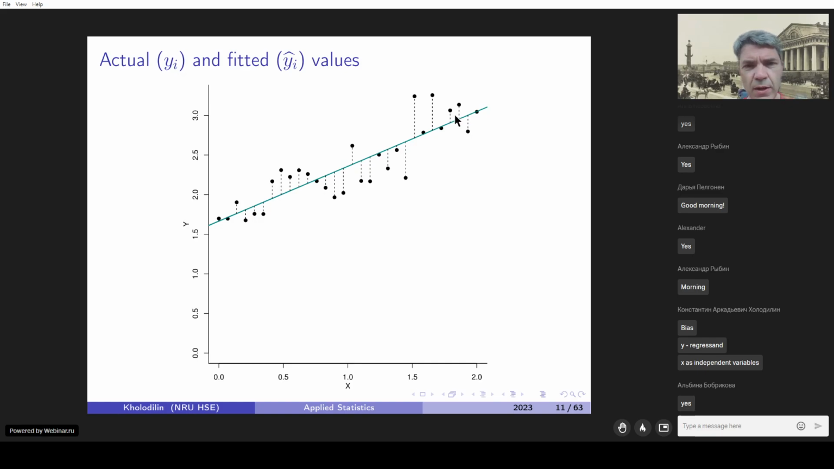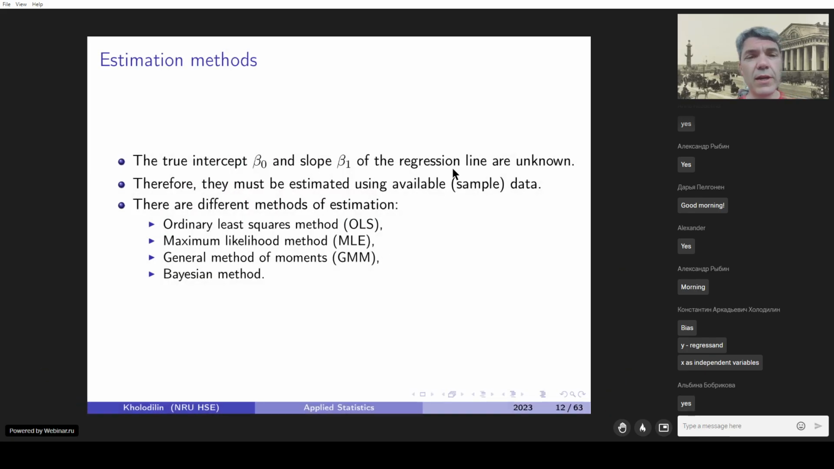You see that some errors are very small. Here the error is equal to 0. Some errors are bigger. But the idea is to somehow minimize the errors, the deviations from the fitted y hat. So how do we draw this line, how do we estimate the intercept and the slope in the best possible way? There are different methods to do this. The most popular, and the one that we will consider here, is called ordinary least squares.